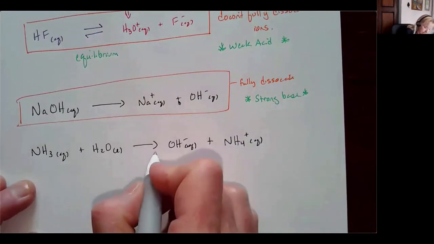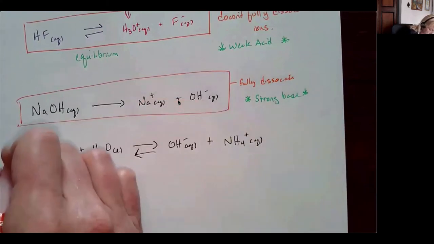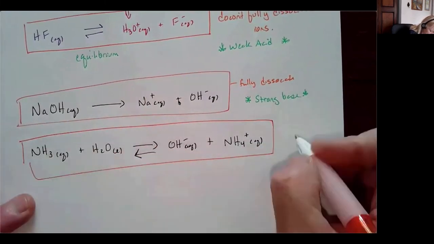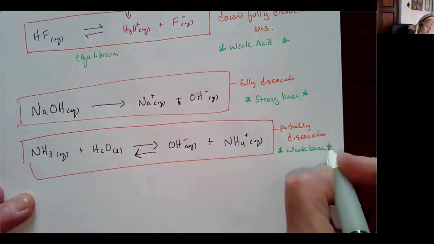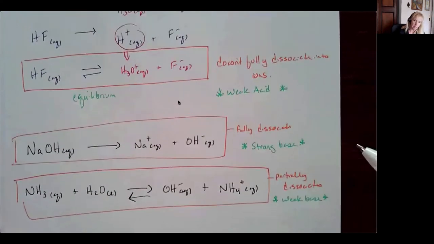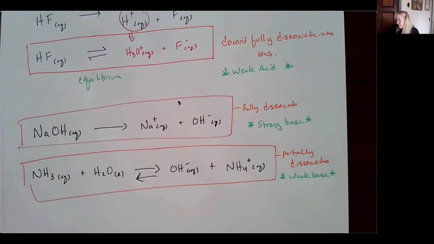And this is a scenario where this is going to be weak. I'm going to have some of it dissociate and form hydroxide ions, but I'm going to have some of it that's just going to stay ammonia. So this would be an example of something that partially dissociates, and we'll call that a weak base. So I can define acid strength and base strength based on how much they dissociate in solution. Things that fully dissociate are going to be strong, and things that weakly dissociate are going to be weak.